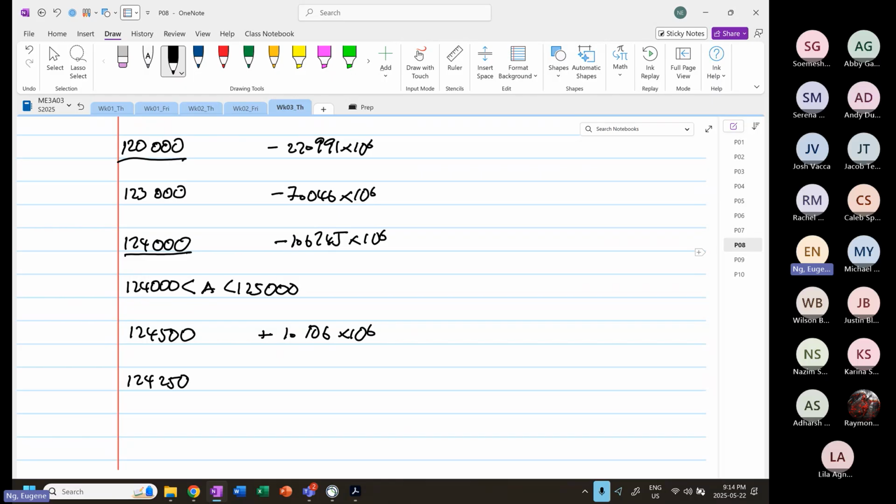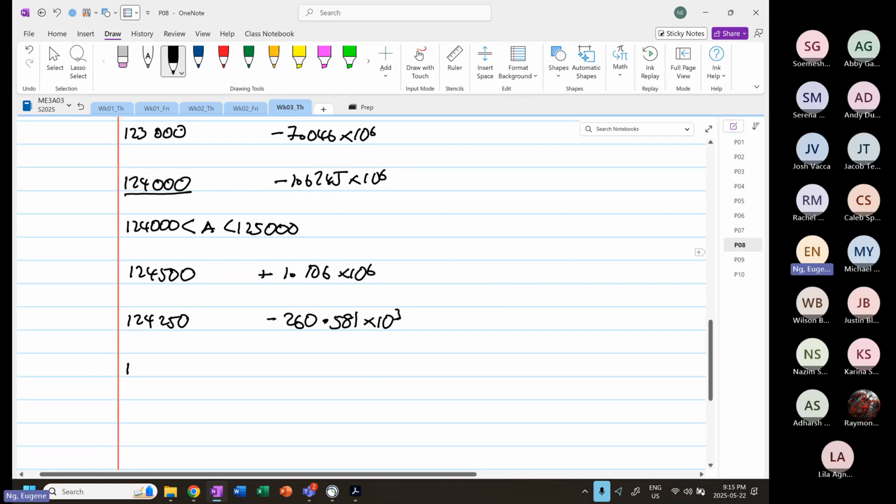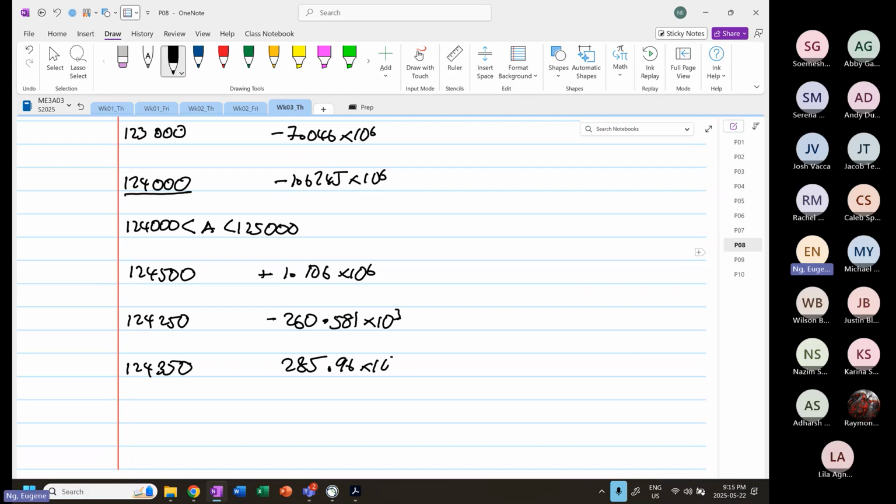So I'm going to now try 124,250. Okay, calculate 124,250. So I get minus, very small now, minus 260.581 times 10 to the power 3. So now it's between here. So I'm going to try 124,350. Okay, so calculate 124,350. So it's now 285.96 times 10 to the power 3.